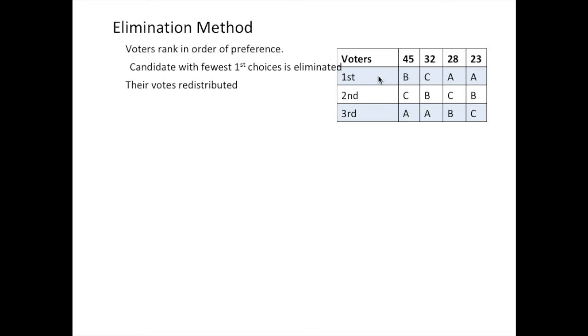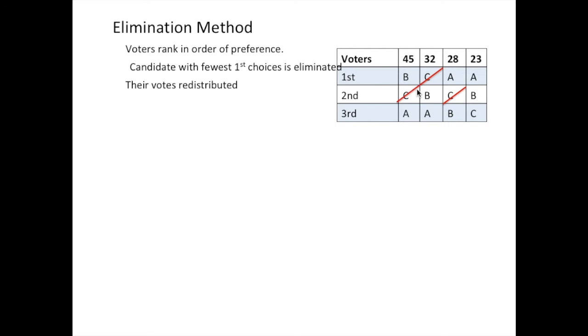Voters rank in order of preference again. The candidate with the fewest first choices is eliminated. Then their votes are redistributed. Who has the fewest first choices? B has 45, C has 32, and A has 28 and 23 is 51. So A wins, then comes B, and C has the fewest, so they're eliminated.